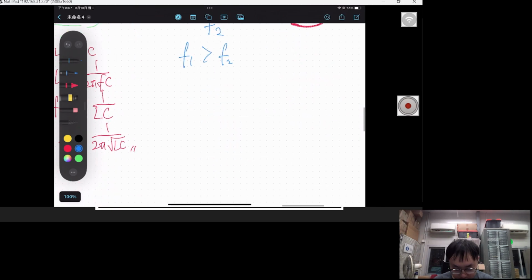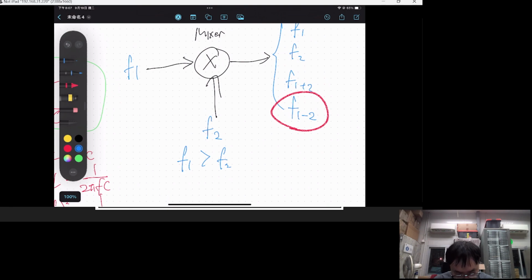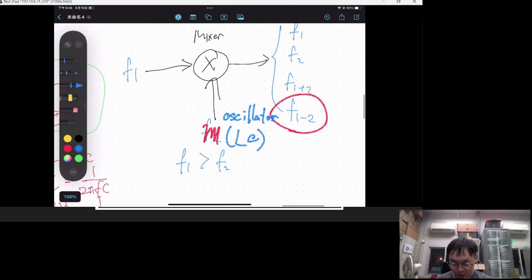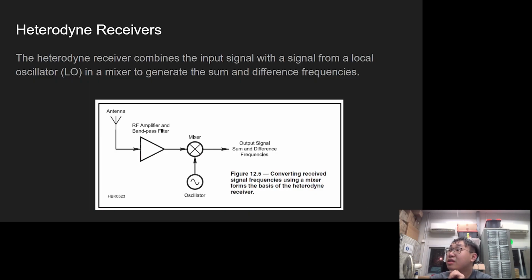And this time we will change. We'll put it as an oscillator, which is called LO, local oscillator, which has a fixed frequency. So that will become F1 minus LO. Okay? Yes, good.